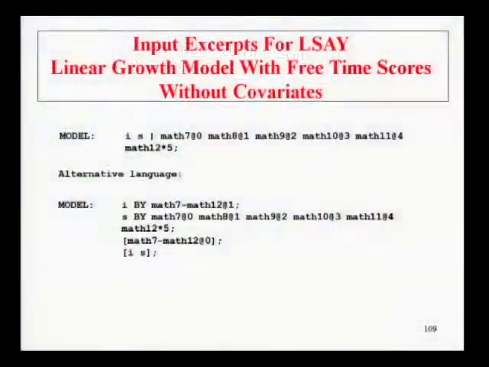So what do we do to indicate that we want a free time score? We use the asterisk. That represents the freeing of a parameter. You can say nothing or an asterisk if you want to give a starting value. And what we're doing here is giving a starting value of 5. So our time scores are fixed at 0, fixed at 1, fixed at 2, fixed at 3, fixed at 4, and a free time score to be estimated with a starting value of 5. So that's what the language here means.